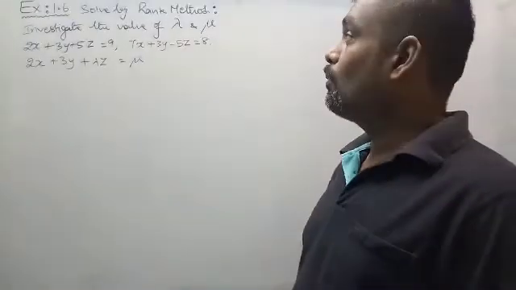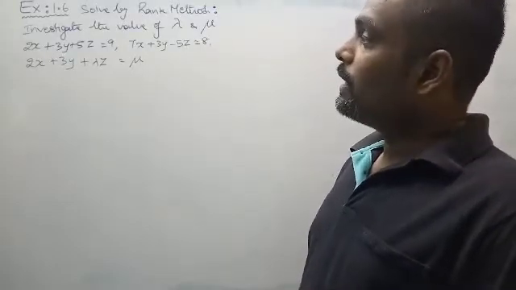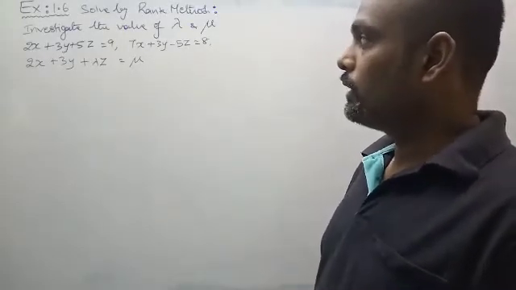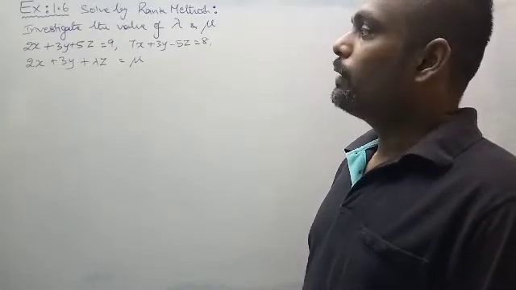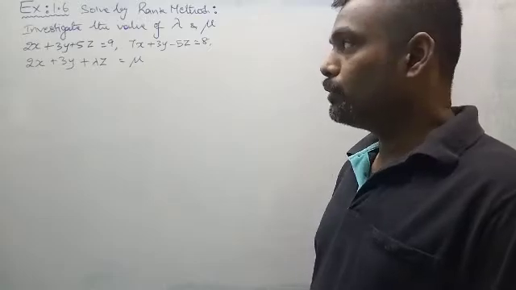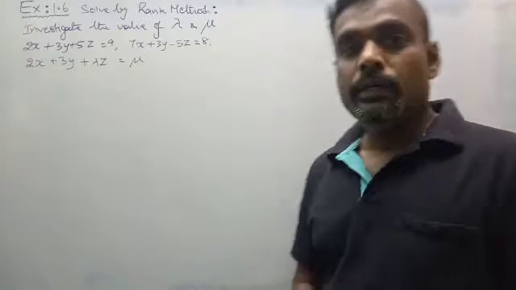Exercise 1.6, solve by rank method. Investigate the value of lambda and mu in this case. We have 2x plus 3y plus 5z equal to 9, 7x plus 3y minus 5z equal to 8, and 2x plus 3y plus lambda z equal to mu. You want to investigate the value of lambda and mu.